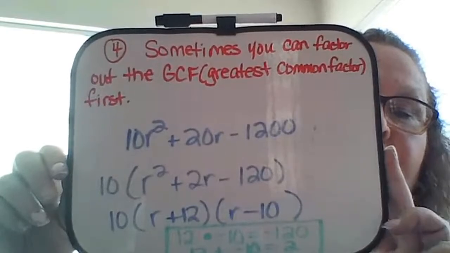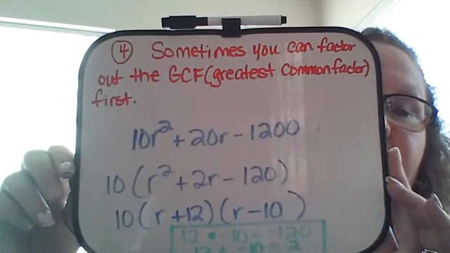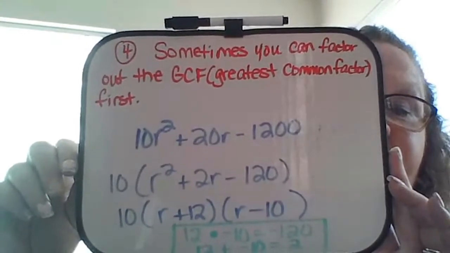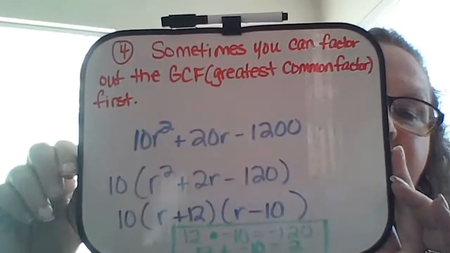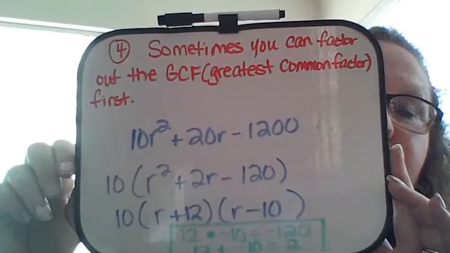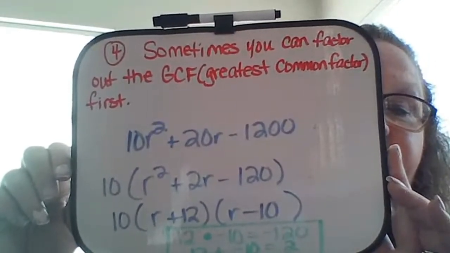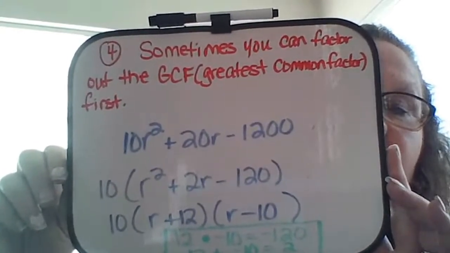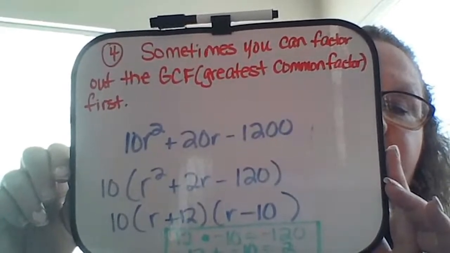But on one like this, where you do have a coefficient in front of your first term, you want to first of all see if there is a greatest common factor that you can factor out. In this case, there is a 10 that is the greatest common factor of all three of those terms. So if we take the 10 out, that's going to leave us with the polynomial r squared plus 2r minus 120. Now, the way I got that was I simply said 10r squared divided by 10, which would give me the r squared. 20r divided by 10 would leave me with 2r, and 1200 divided by 10 would leave me with 120.